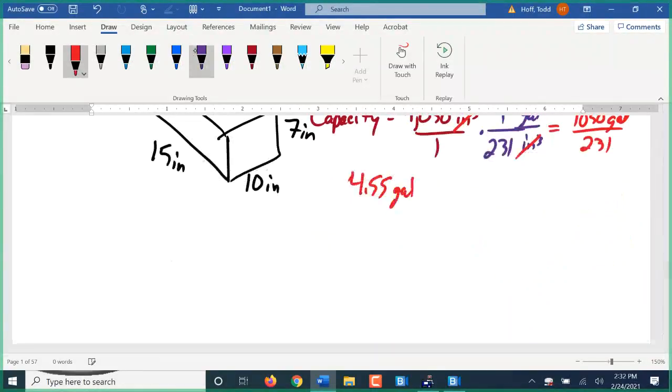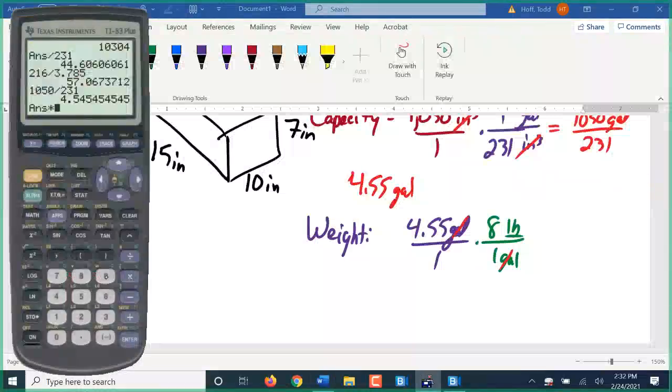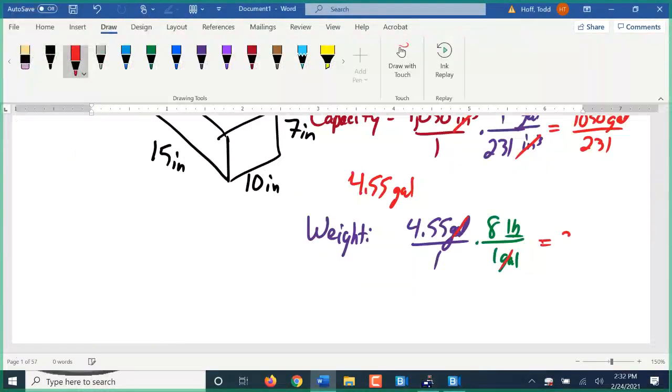And then we can go into weight. 4.55 gallons at 1 gallon equals 8 pounds. Gallons cancel out. We take the 4.55 times 8, 36.36.